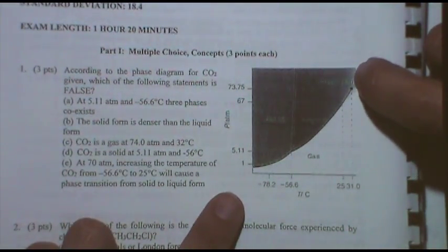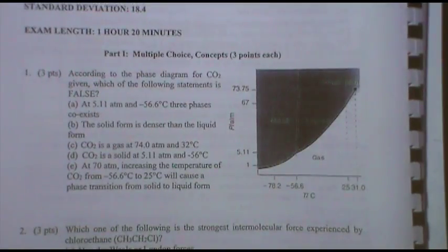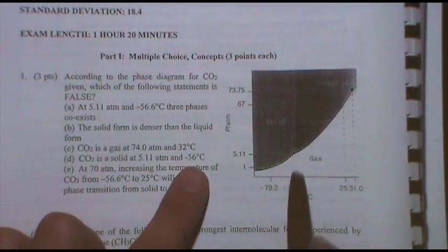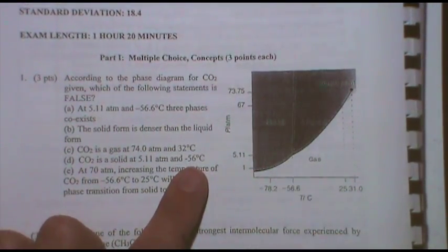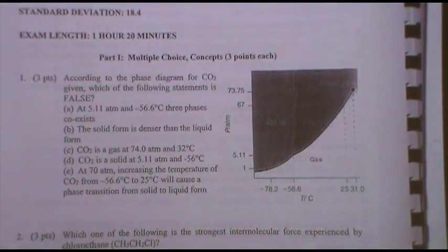Yeah, that's a supercritical fluid. That doesn't look good. Oh, this is minus 56, so it's a little to the left. Okay, so C looks like the worst one. Is that okay? All right.